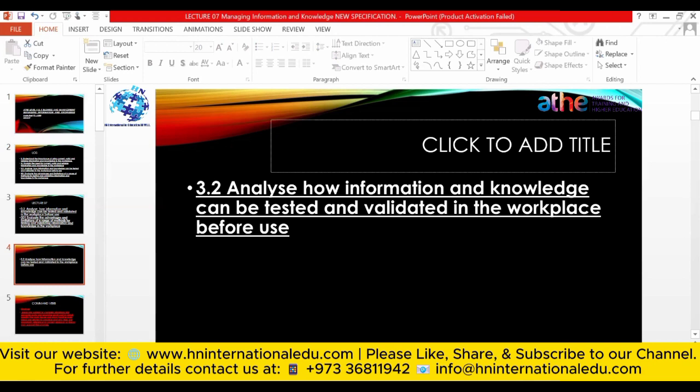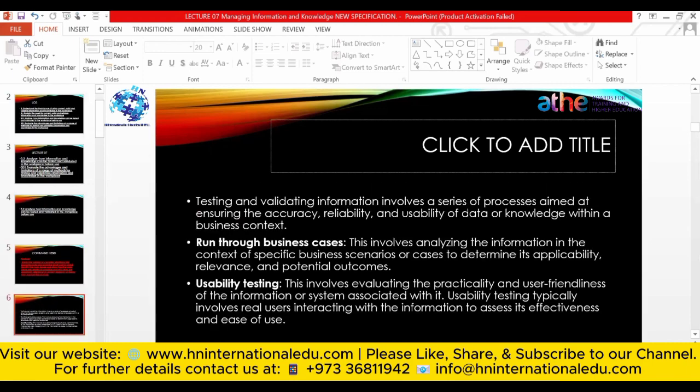Here, the first thing is that you have to focus on the command verb, that is analyze. And afterward, the question is about information and knowledge, that is how it can be tested and validated. If you remember in the previous lectures, we have studied validation, reliability, and testing earlier as well. We will be using it in the corporate sector before the use of general information and knowledge. Testing and validating.